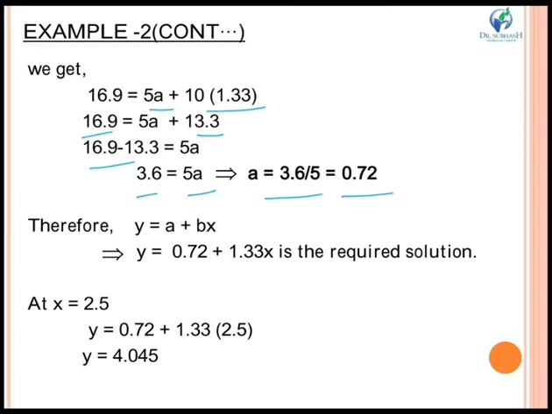I will put these values in y equal to a plus bx. So I have substituted here the values of a and b. Okay, so this is the required solution. We also need to find the value at x equal to 2.5. So I will put x equal to 2.5 in this equation. So y will be equal to 0.72 plus 1.33 into 2.5. On solving this, I get y equal to 4.045.